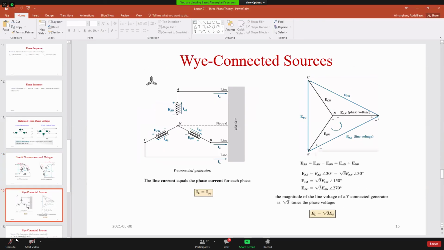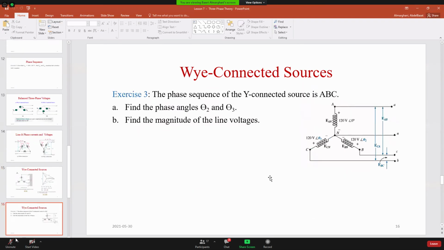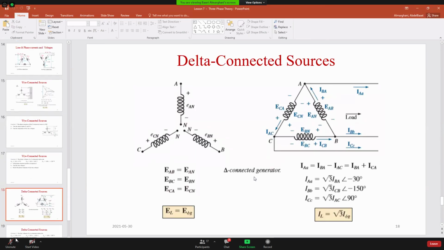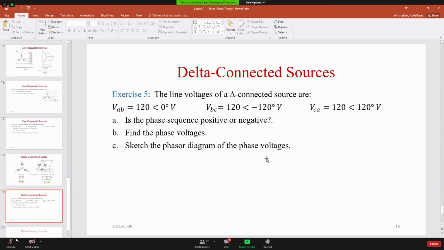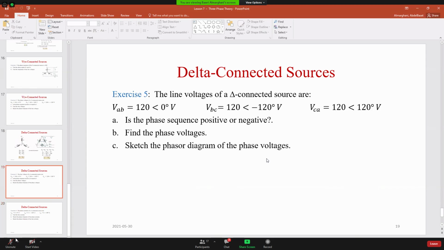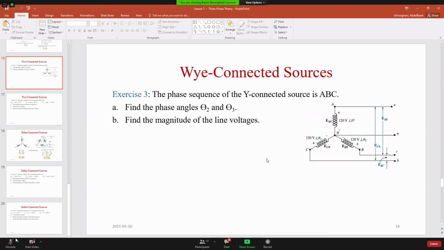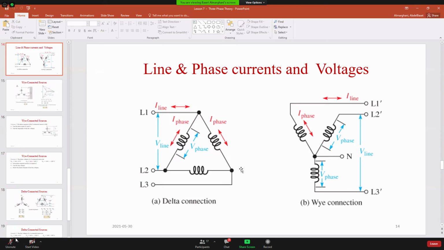Then these are the relationships in Y connection. Line current equals phase current, while the line voltage is square root of 3 times the phase voltage. Then those are examples. Then when we do delta, that's how we connect delta. In delta, line voltage and phase voltage are equal. Line current is square root of 3 times the phase current. And this is an example here. So we can go over this on your own. We're going to go over them quickly next class.